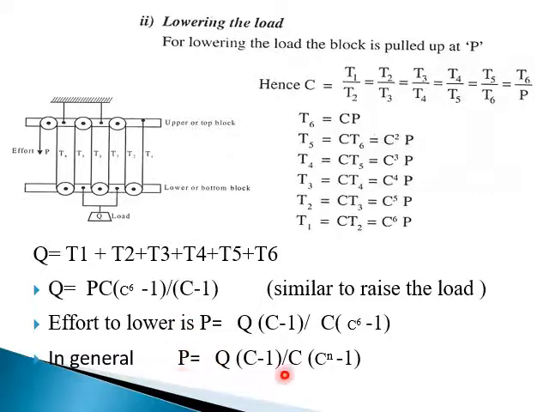then wherever 6 appears you just replace it with the number of pulleys n. So it becomes P is equal to Q into C minus 1 divided by C into C to the power n minus 1. So this is how you get the equations for lowering the load as well as to raise the load. These are the two things you should remember, and usually they will ask this in the exams.